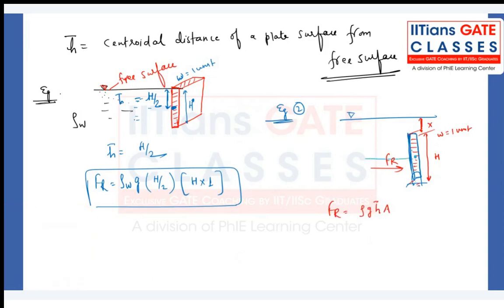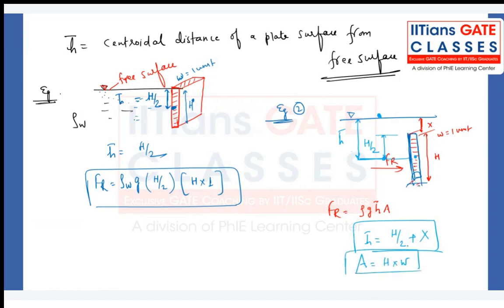The centroidal distance will be from here to here. Everyone knows that it is H by 2. But no, we have to calculate the centroidal distance of a particular surface from the free surface. This is my free surface till here. This will be my total h bar. And that will be my capital H by 2 plus x. And once again, area will be capital H into width. Make a note of it. That is very, very important.